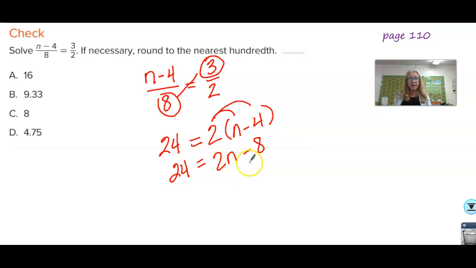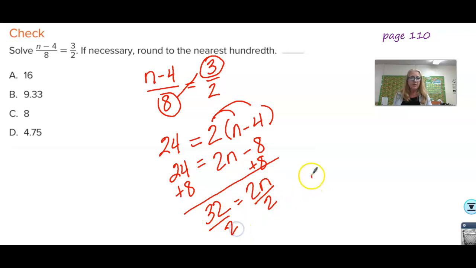Now we just isolate our variable. We want to get 2n by itself, so we add 8 to both sides. This gives me 32 equals 2n. Divide both sides by 2, and we get n is 16. So A was the correct answer.